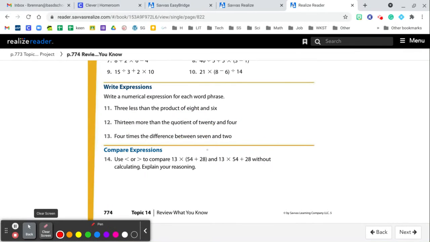And then lastly, use greater than, less than to compare 13 times 54 plus 28 and 13 times (54 plus 28) without calculating. Explain your reasoning. So which one's going to be bigger? Well, if we follow order of operations, we do inside the parentheses first, and then we would multiply. For this one, we would multiply these two first, and then we would just add 28. So we know that this value will be larger because 13 times 54 is going to be a big number.